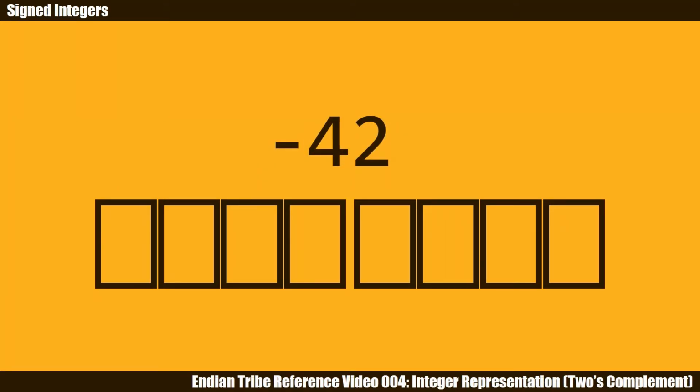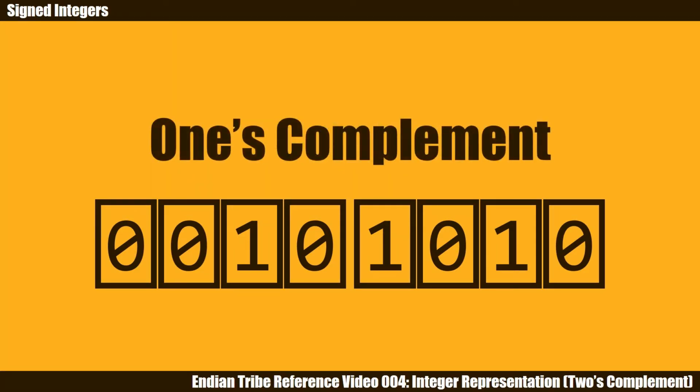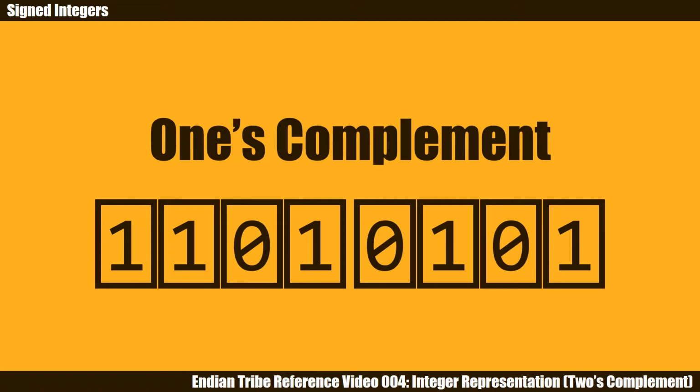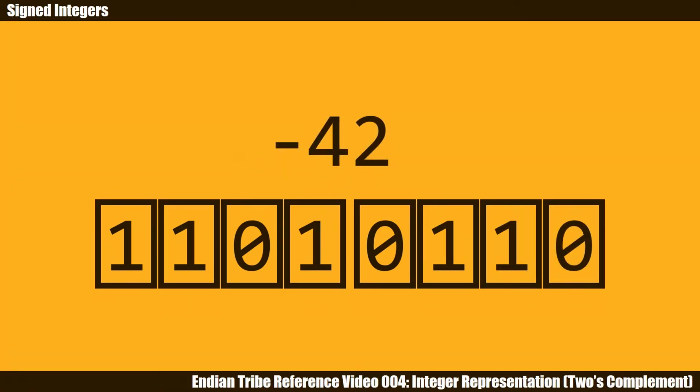We first turn it into binary for positive 42. Then we take the 1's complement of the number by flipping all the bits in the number. Finally, we turn it into 2's complement by adding 1. This is how we store negative 42 in computer memory.